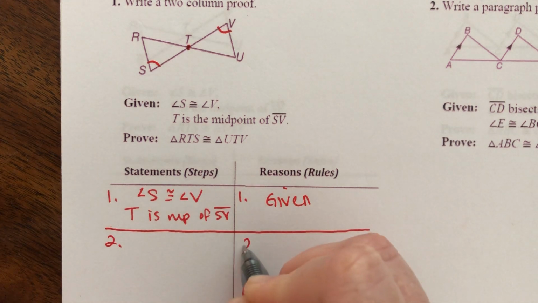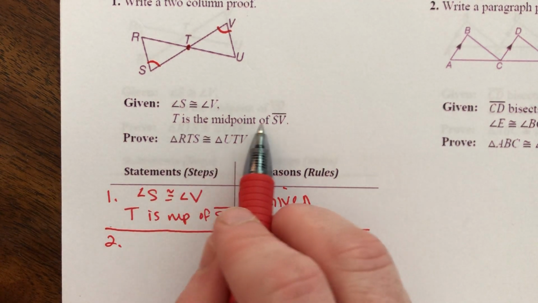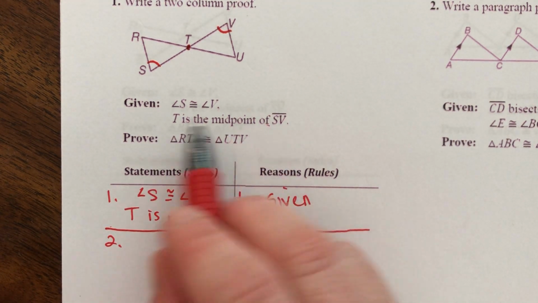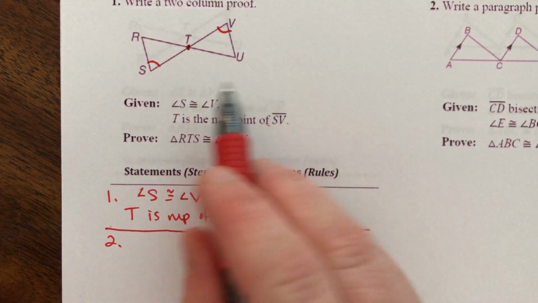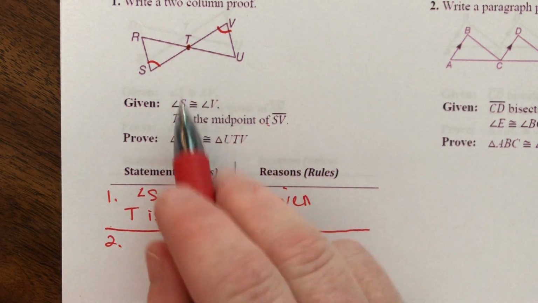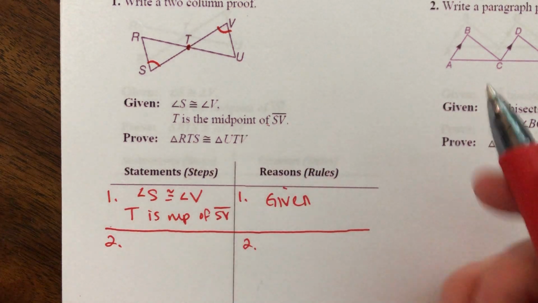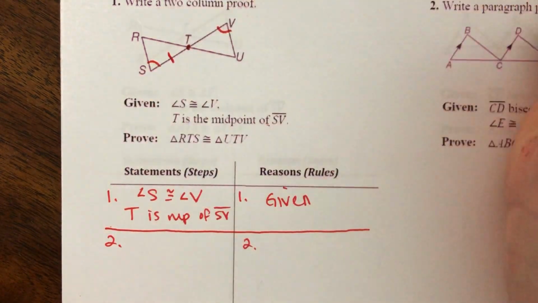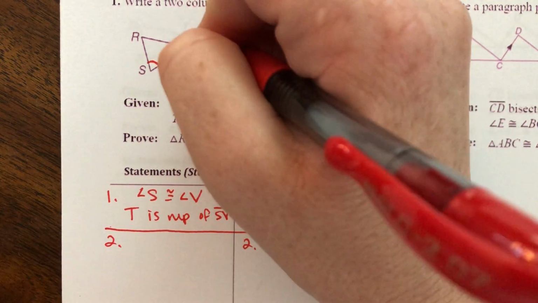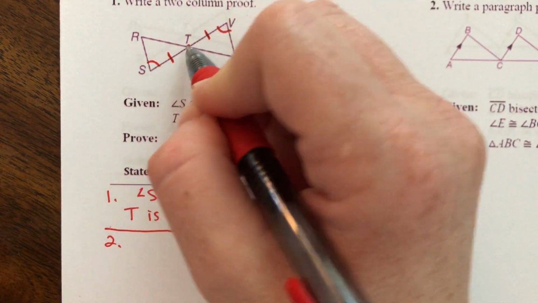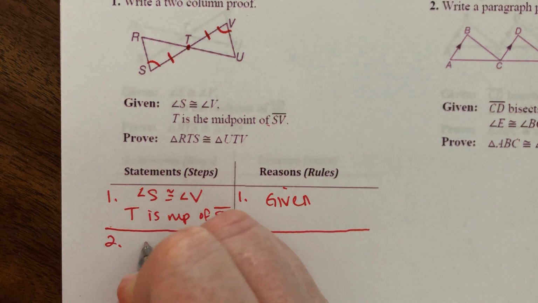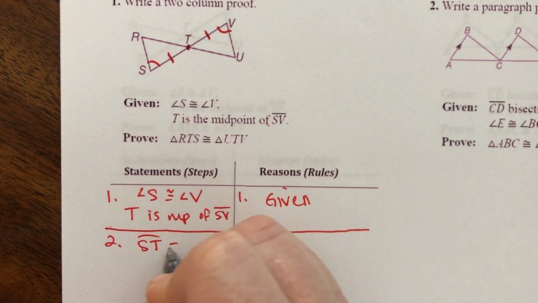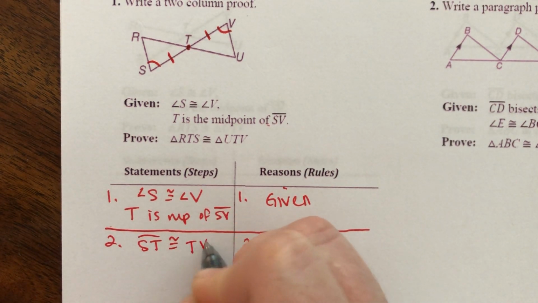Okay, line 2. What else can I say now? Why did it tell me T is the midpoint of SV? How can I use that piece of information? I want to use everything in the given. I've marked this congruent. I'm going to use that. How do I use the bottom piece? Well, if T is the midpoint of SV, then I know ST has to be congruent to TV. This guy has to be the same size as this guy, right? So I'm going to say ST is congruent to TV.